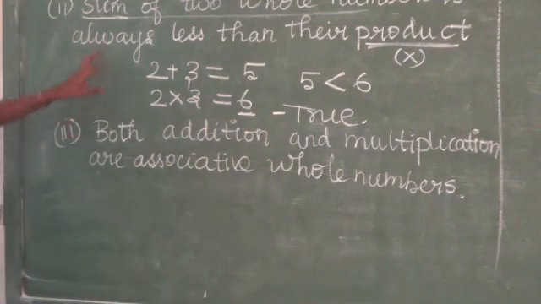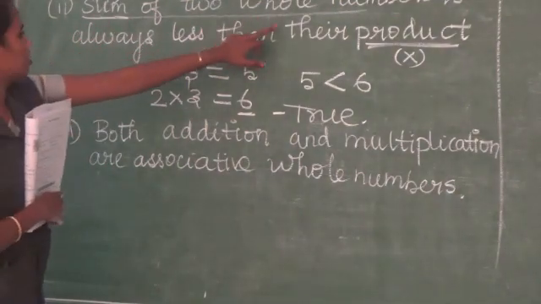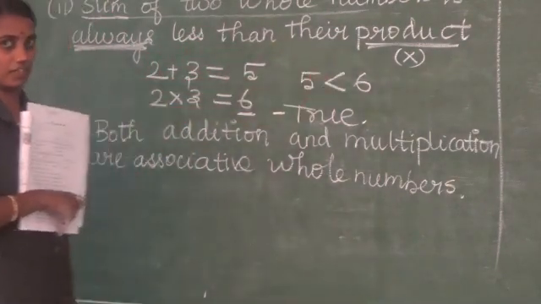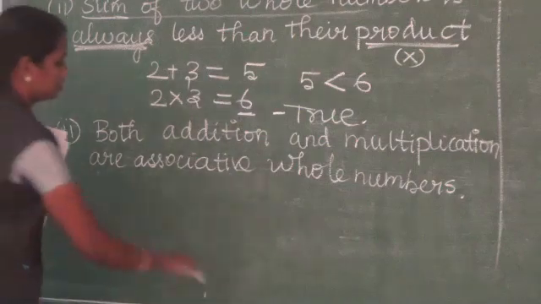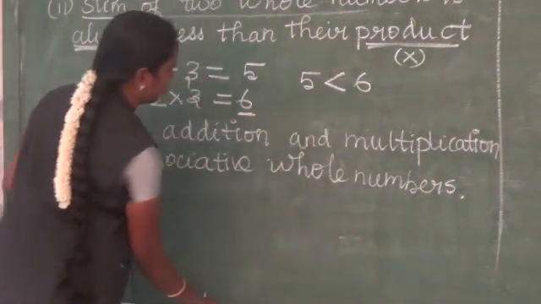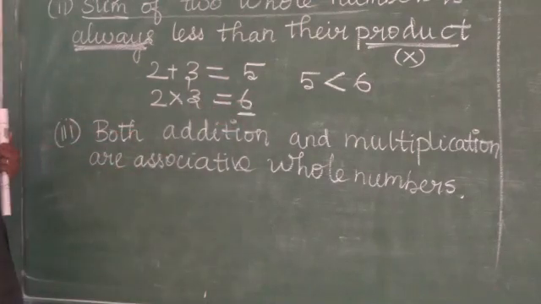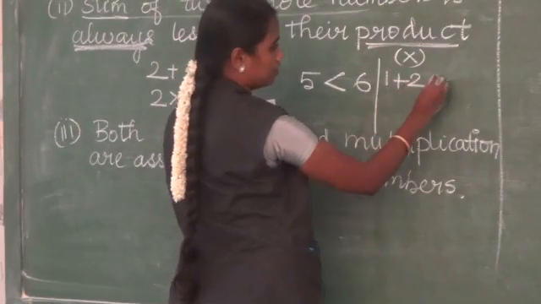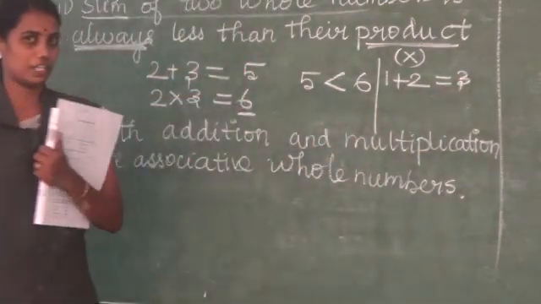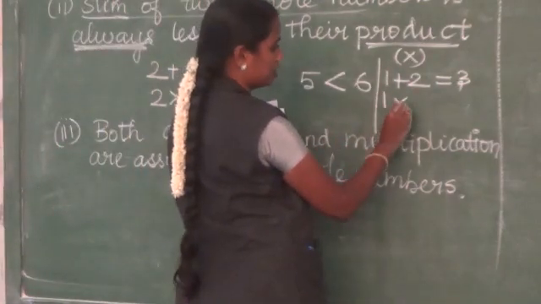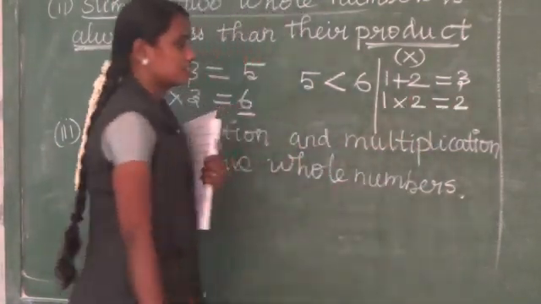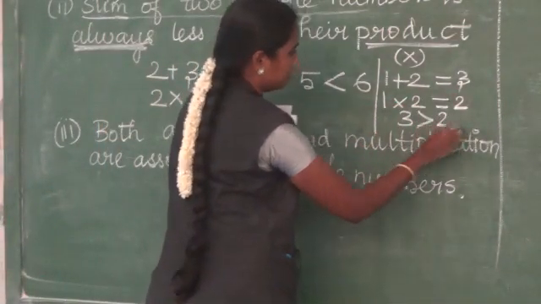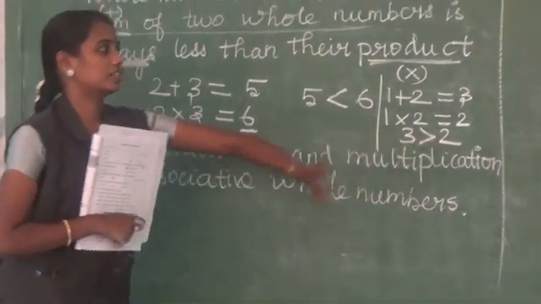Okay, once again listen to question number 2. Sum of two whole numbers is always less than their product is given. So always means it's wrong. I didn't see that word always. Sometimes you may get the answer like this. For example, if you go for 1 and 2, 1 plus 2 is 3. Go for multiplication, 1 into 2 is 2. So here which is more? 3 is more, so 3 is greater than 2. So always does not hold.